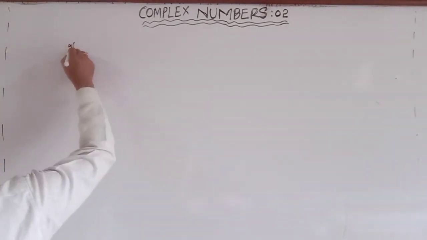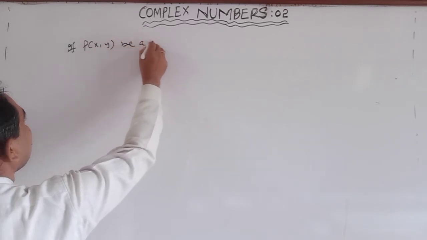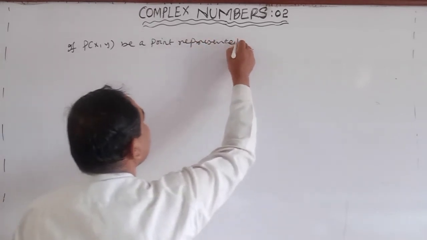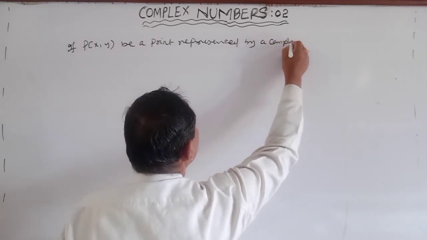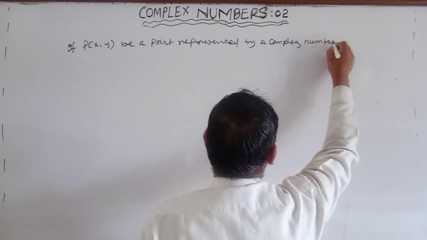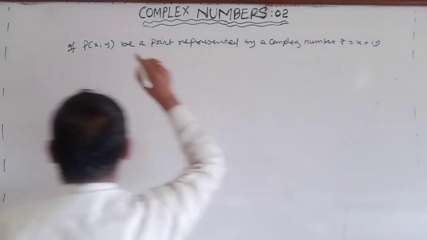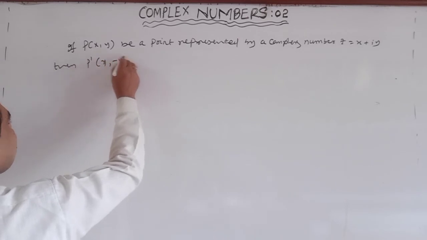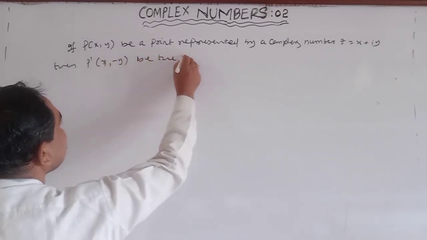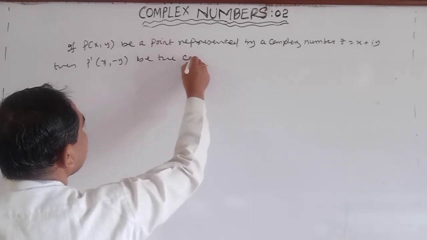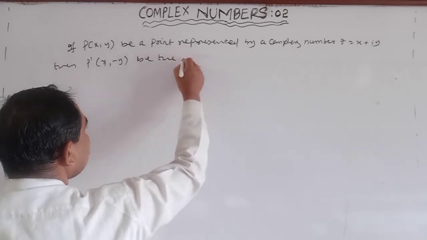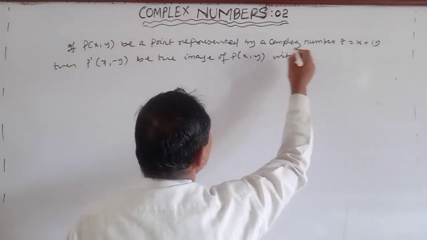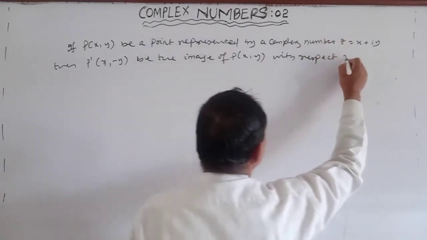Look at the diagram. If P (x comma y) be a point represented by a complex number z equal to x plus iy, then P dash (x comma minus y) is the conjugate or image of P with respect to the x-axis.